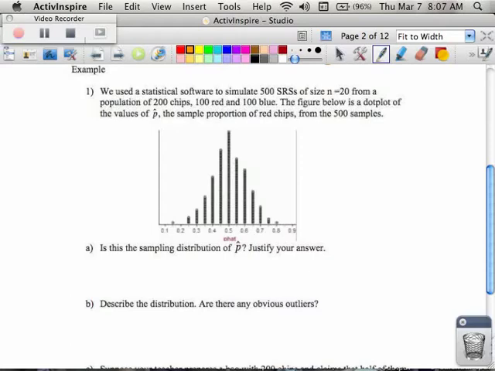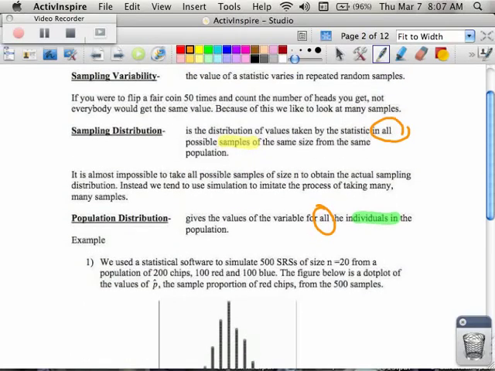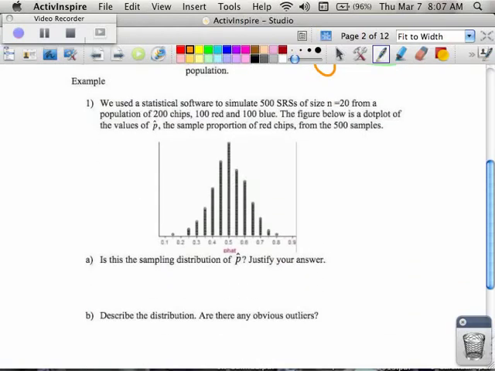Go back and look. Read sampling distribution. Are they from samples? Yes. Are they from all of the possible samples? No. How many did they take? 500. Do you think there are only 500 possibilities with 200 chips? No. So the answer to this question, it seems kind of strange maybe, but the answer is no.